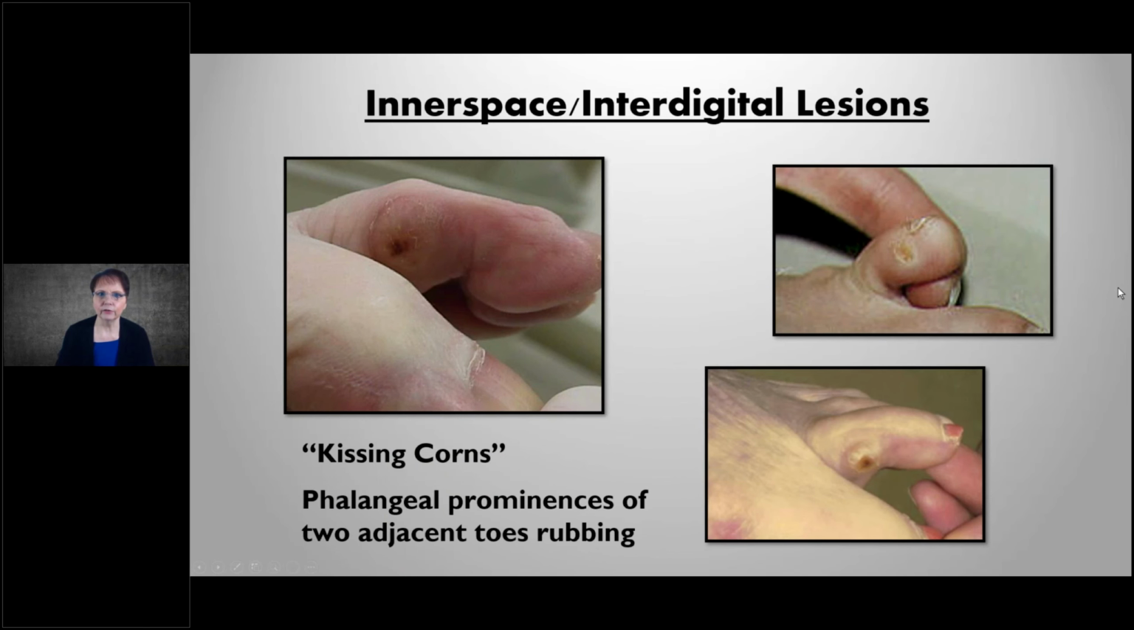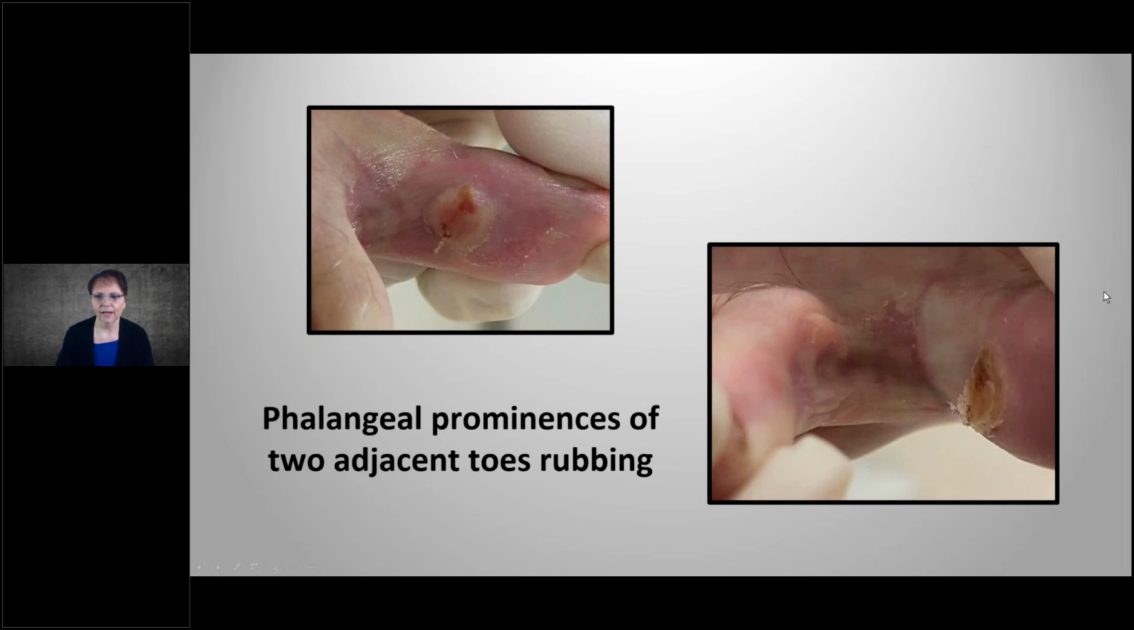So we're talking about interspace, or otherwise known as interdigital lesions. The fancy, or the not so fancy name for that, is kissing corns. Okay, and here's a little more dramatic picture of it. Whether it hurts or not, this is pre-ulcerative. It can get infected really easily, and if they're not neuropathic, it hurts a lot.